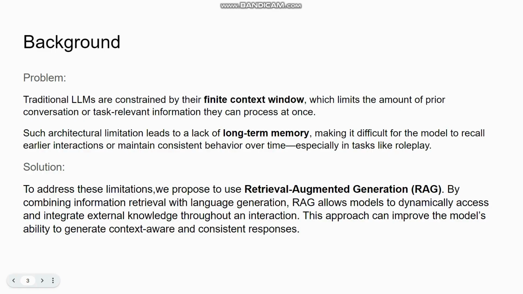And our proposed solution is to use retrieval augmented generation. By combining information retrieved in real time with language generation, RAG allows models to dynamically access and integrate external knowledge throughout the interaction. This approach can improve the model's ability to generate context-aware and consistent responses.